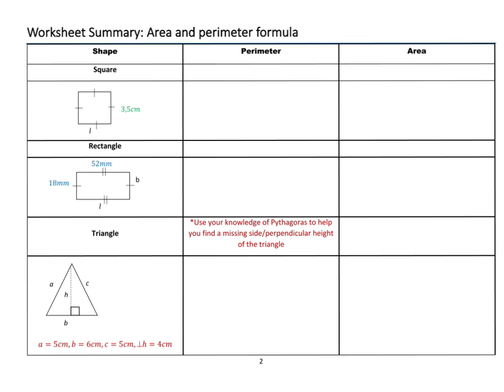Then we're looking at this together. So it's a summary worksheet and it's on area and perimeter. And so firstly, this is a square. We must find the perimeter and the area. And then the square has side lengths of 3.5 centimeters.